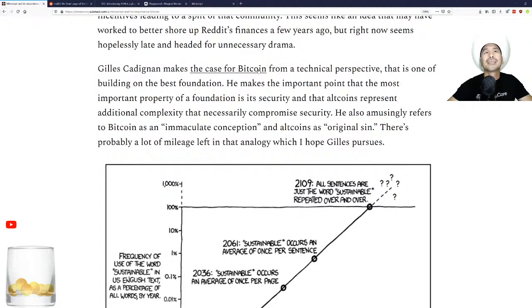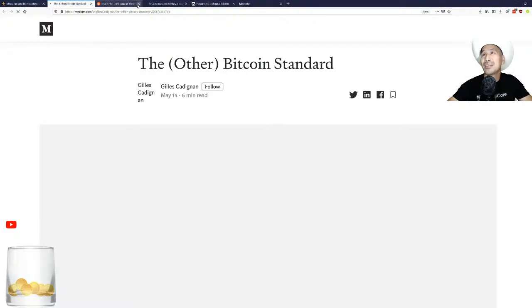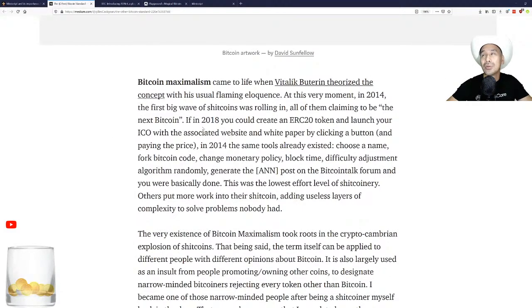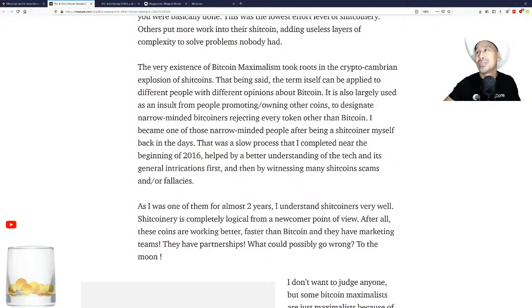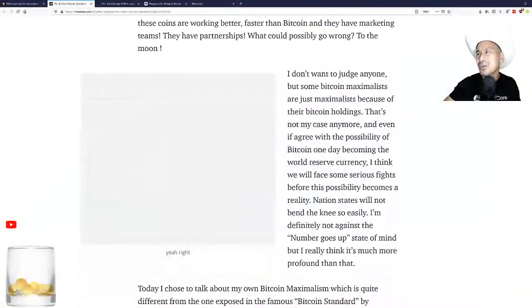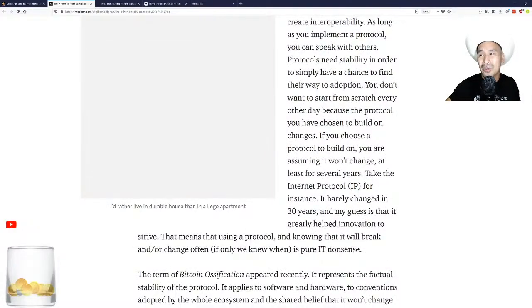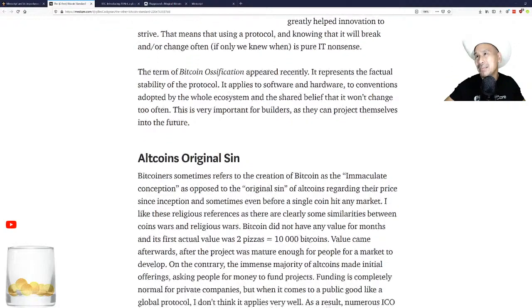All right, let's talk about the case for Bitcoin from a technical perspective. This is not necessarily an argument that I've really heard before, so I included it for that reason. Bitcoin maximalism is a term from Vitalik, and what he argues in this article is that Bitcoin is simply the best platform to build on. Everybody else is basically a joke, and they're constantly changing things. The technology is much weaker. It hasn't been battle tested.